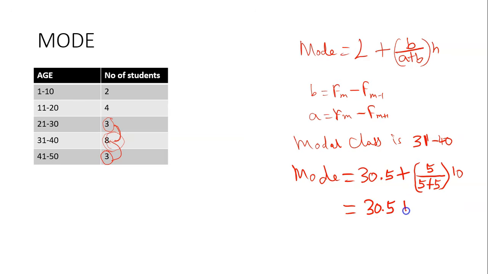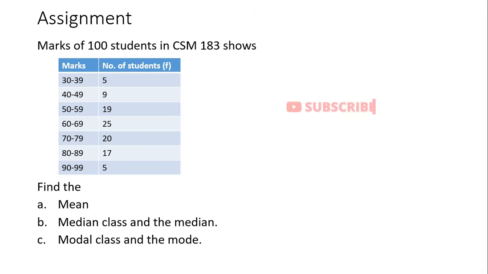30.5 plus. Now, this and this gives you 10, isn't it? So 5 over 10 times 10 can give you 5 because this 10 will take away this 10. So the answer is 5. So it gives you 30.5 plus 5, which is 35.5. So the modal class is class 31 to 40, but the mode itself is 35.5. So that is the end of this. So take this assignment, solve it, and drop your answer in the comment box below. Thank you.